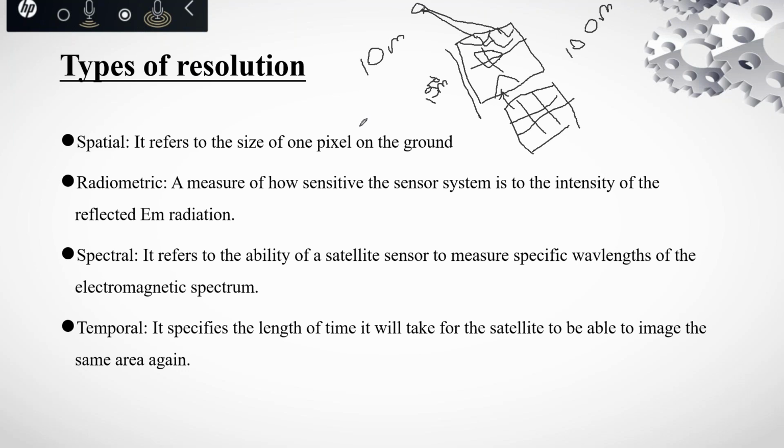We can see the agricultural lands in green color. We can see the oceans in blue color. We can see the forest or the barren lands in brown color. So like that, spectral resolution is used.